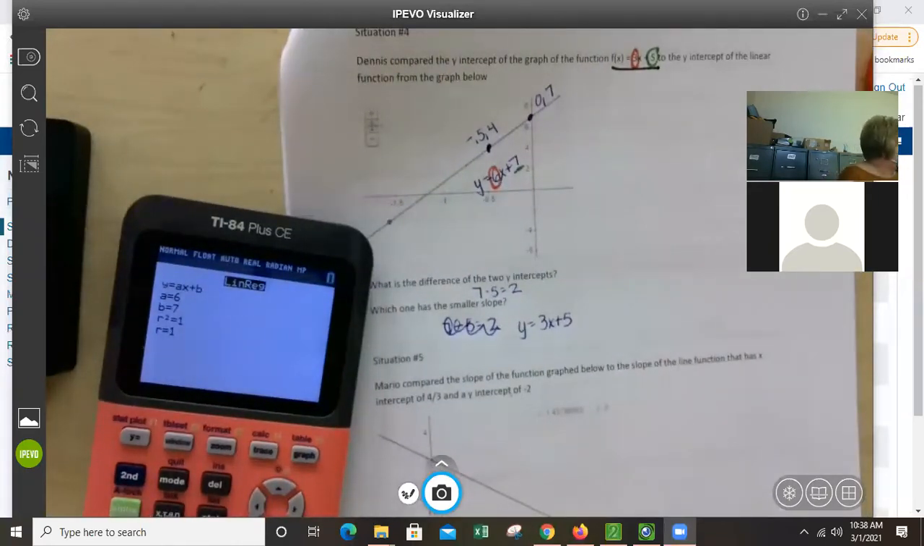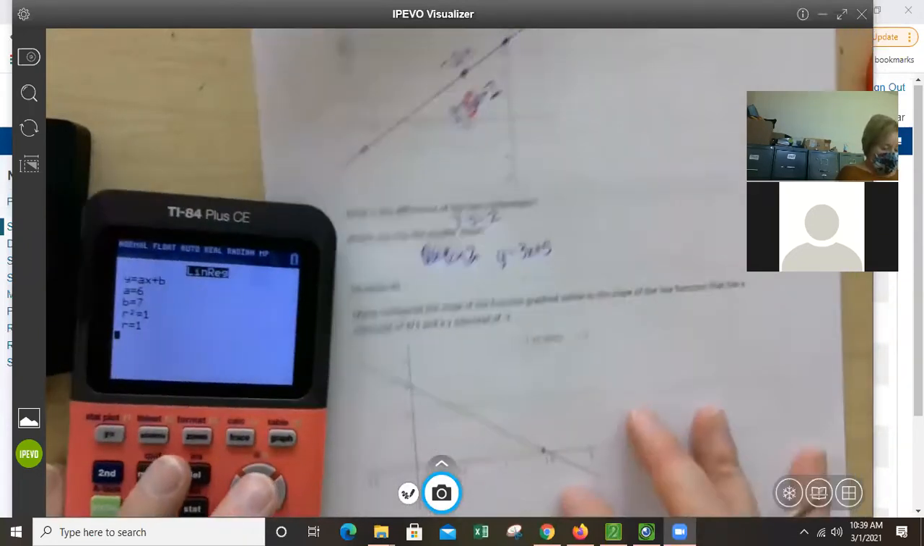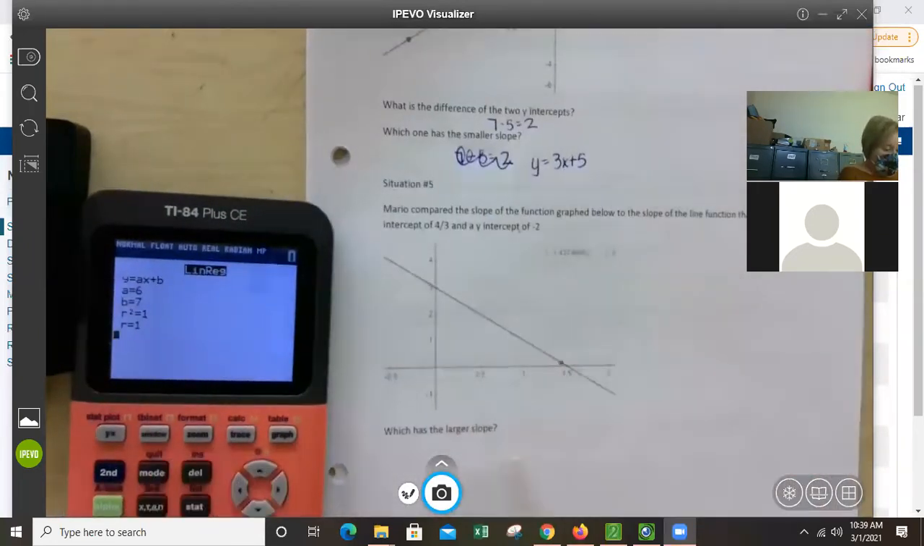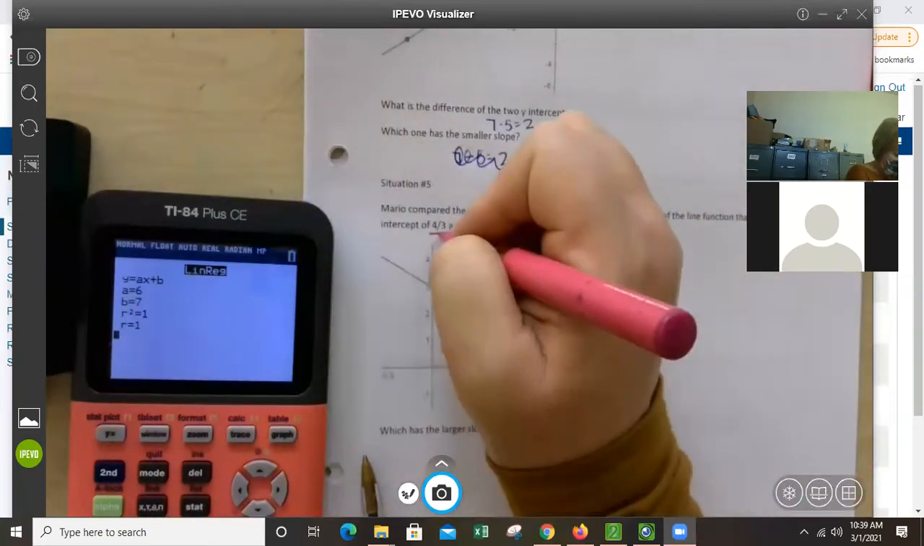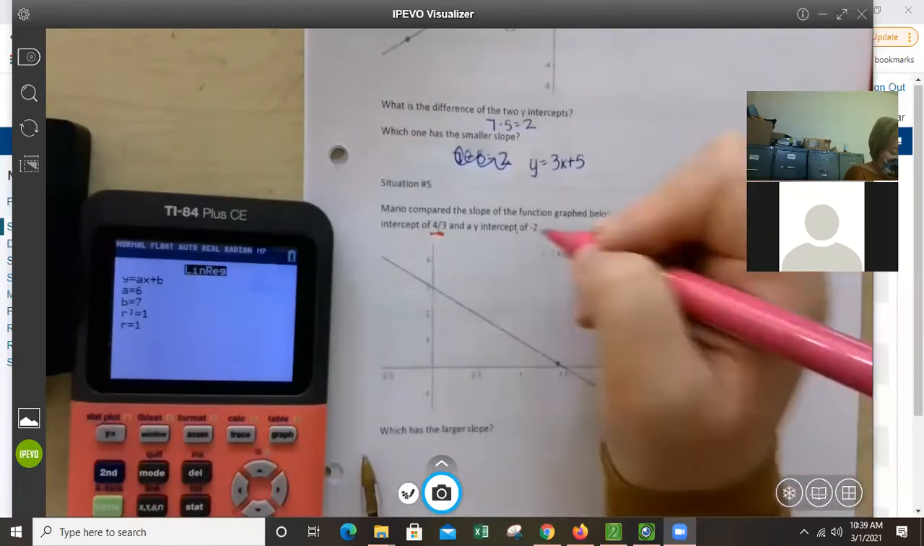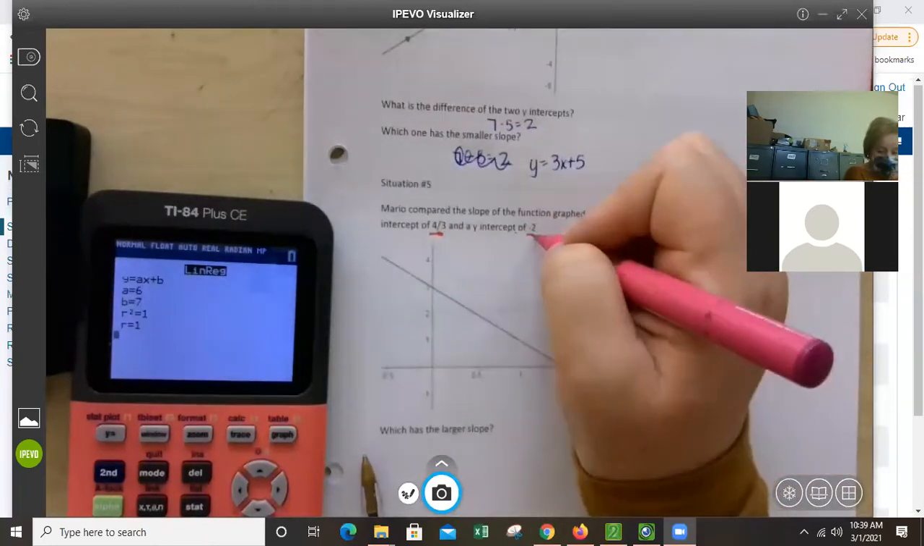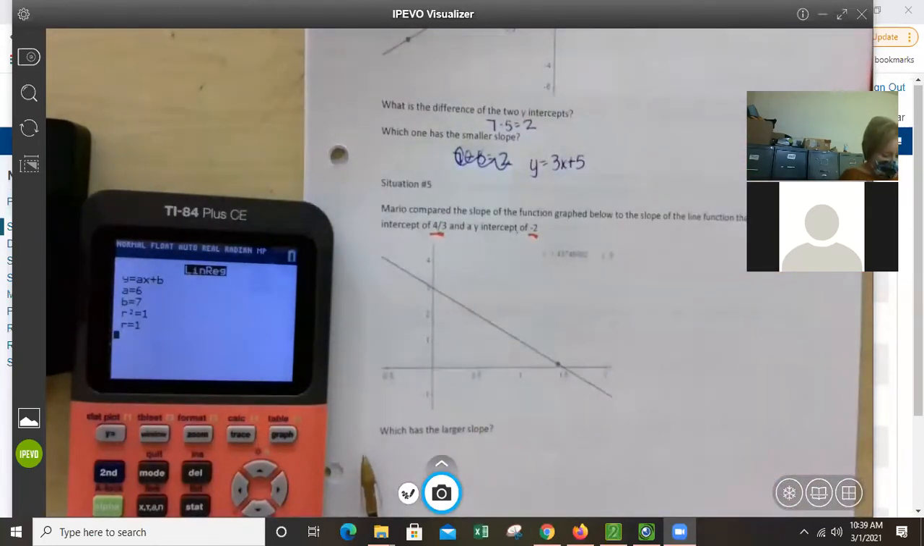Okay, y'all ready for the next one? Situation number 5. Mario compared the slope of the function graph below to the slope of the function that has an x-intercept of 4/3 and a y-intercept of -2. Okay, so first thing, let's find our two equations, okay?